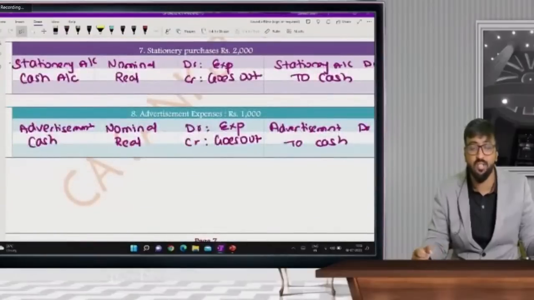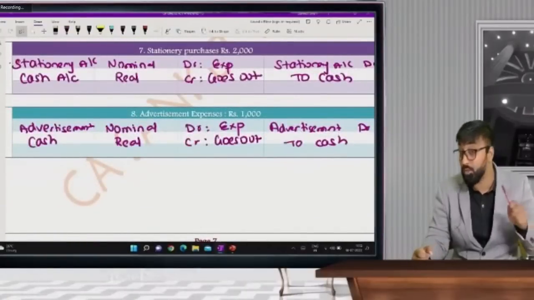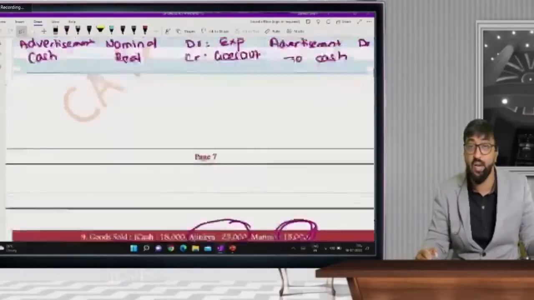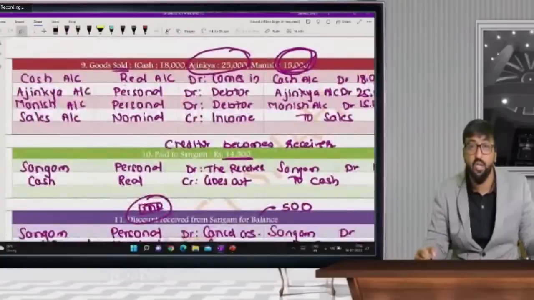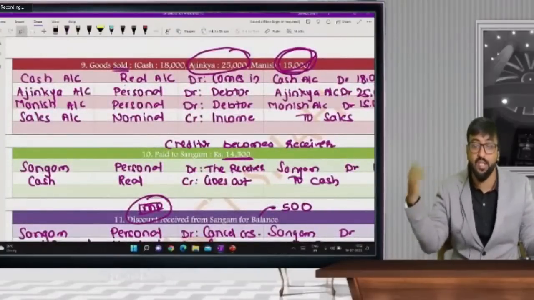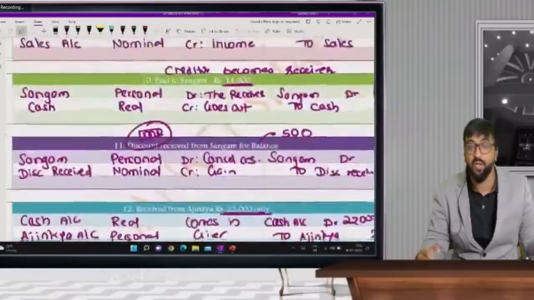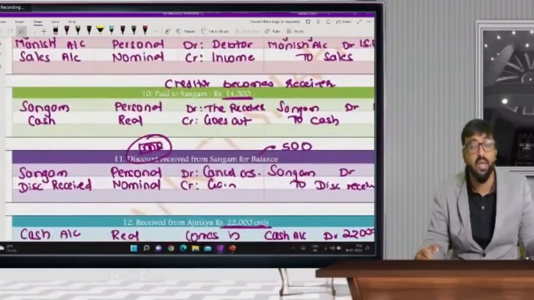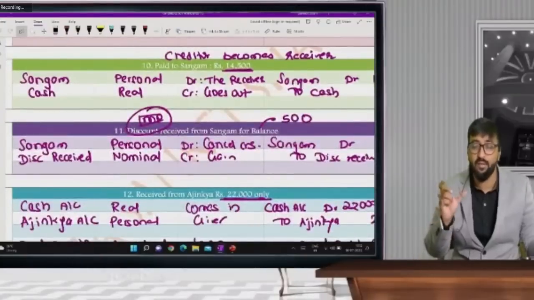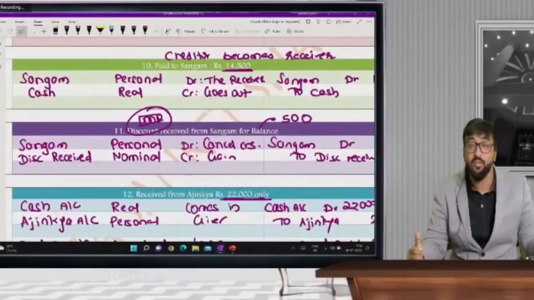Stationery purchase: stationery account debit to cash. We are followers of the accrual concept, very, very important, beta. Stationery and advertisement expenses account debit to cash. Goods sold on credit and for cash also. So cash comes in, Ajinkya is our debtor and Manish ji is also a debtor, sales is our income. Cash account debit, Manish account debit, sales account credited, and Ajinkya account debited. Paid to Sangam: Sangam is a creditor, becomes receiver, and cash goes out. So Sangam account debit to cash.